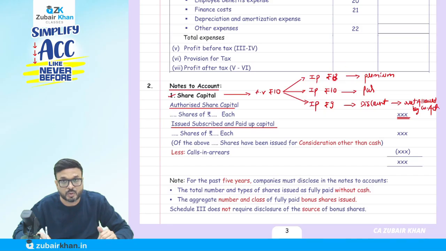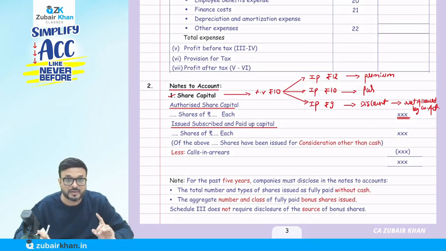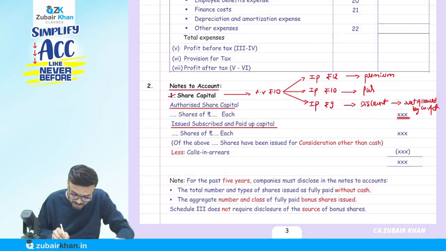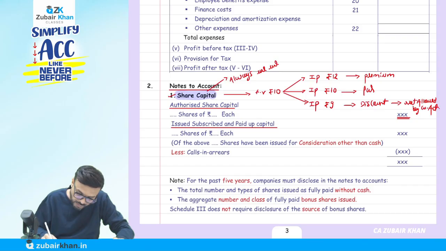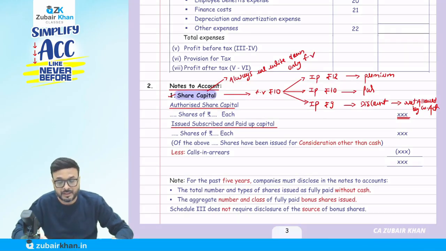Always remember that when I say we are issuing shares at a premium, does that mean this 12 is going to appear in my share capital? The answer is no. Always remember, in share capital we write down only the face value.